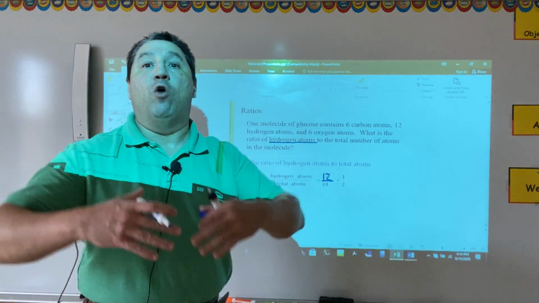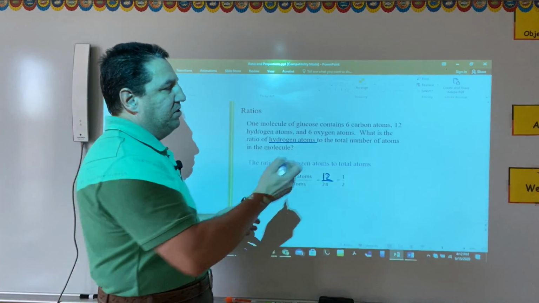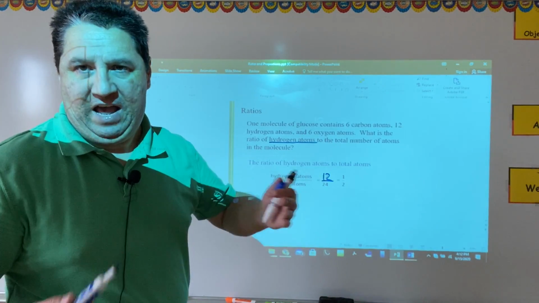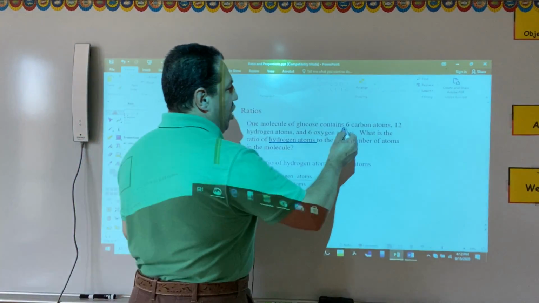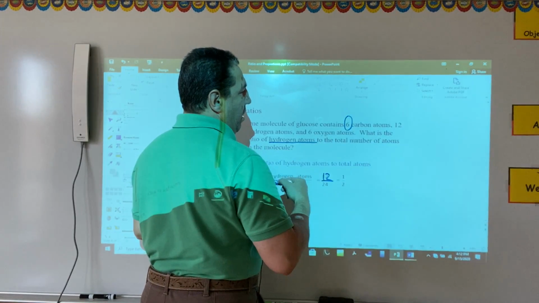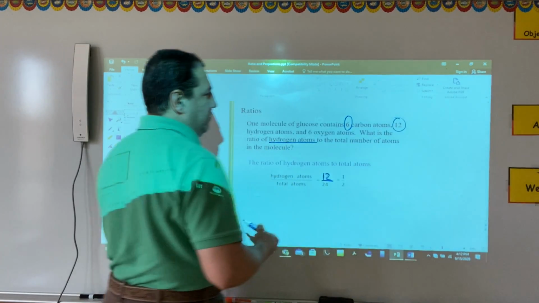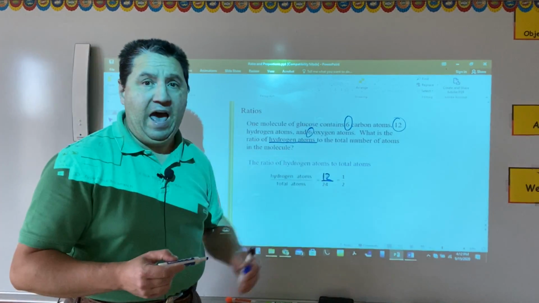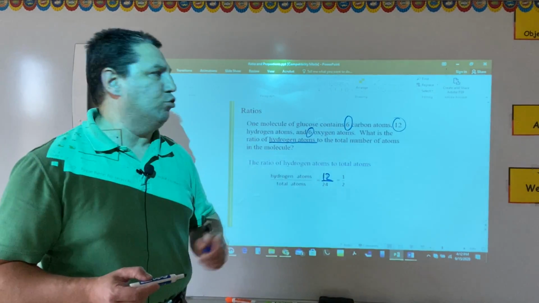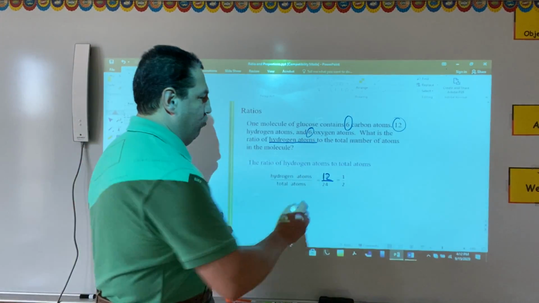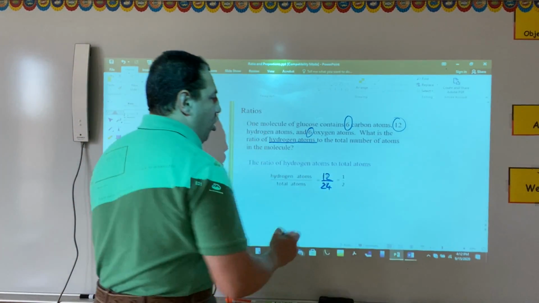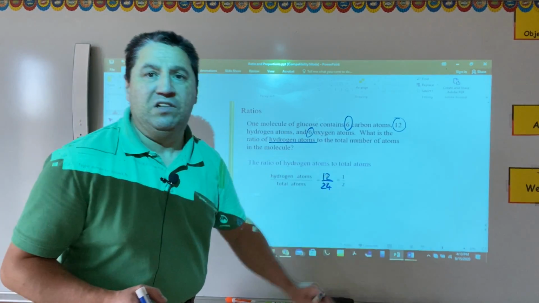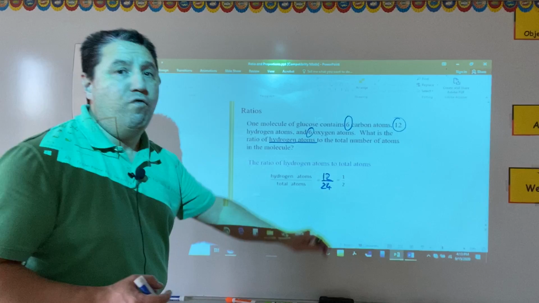So how do we find the total number of atoms in the molecule? By simply adding the number of atoms of each type. So you have 6 carbon atoms, 12 hydrogen atoms, and 6 oxygen atoms. We simply add them: 6 plus 6 equals 12, plus 12 equals 24. So our ratio of hydrogen atoms to the total number of atoms would be 12 over 24.